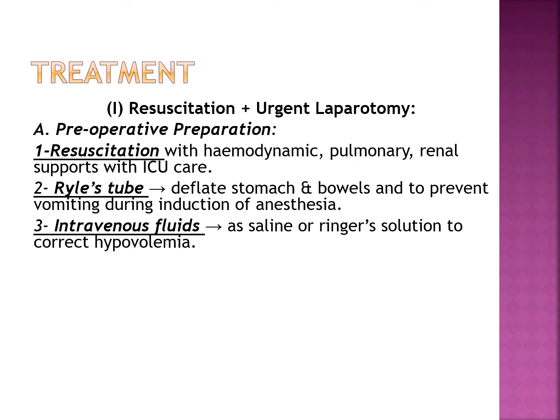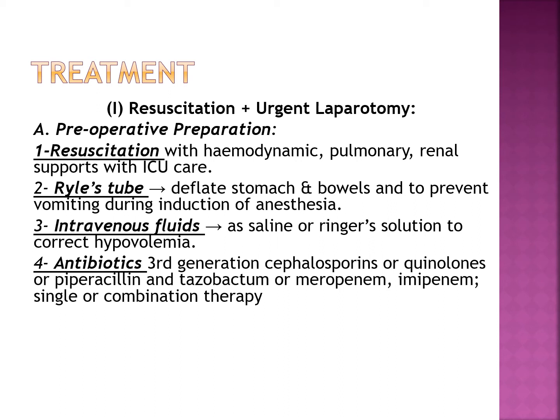You put a cannula to give intravenous fluid to correct the hypovolemia, resuscitate the patient, restore hemodynamic stability, and maintain renal blood flow. And this is done usually, as I told you, in the ICU setting. And antibiotics can be given. We start with third generation cephalosporins or quinolones, and then according to culture and sensitivity testing. You shouldn't wait for the culture and sensitivity results. You should start with empirical antibiotics and then change your antibiotic regimen according to the results of culture and sensitivity.